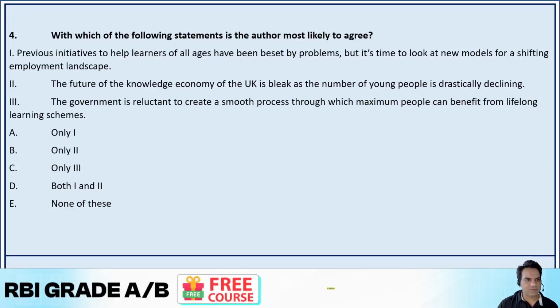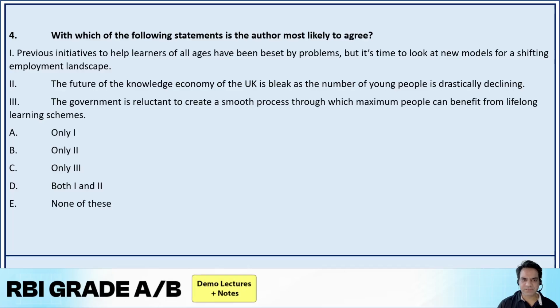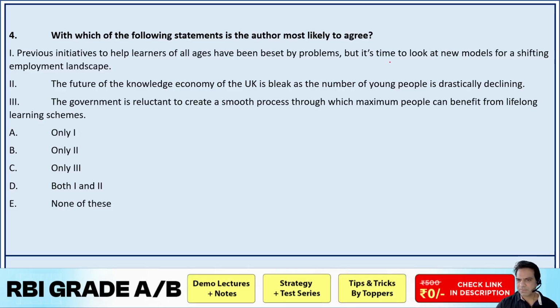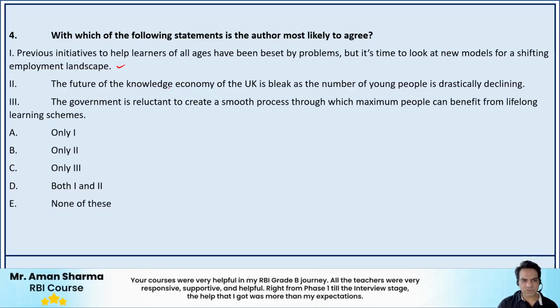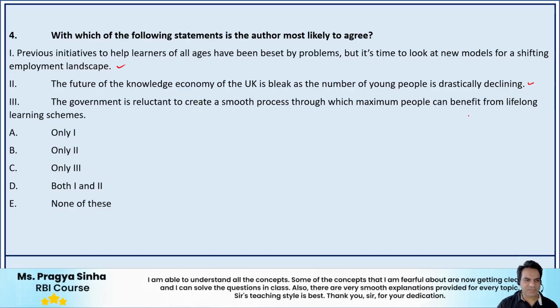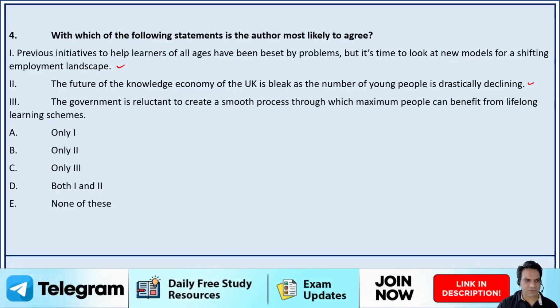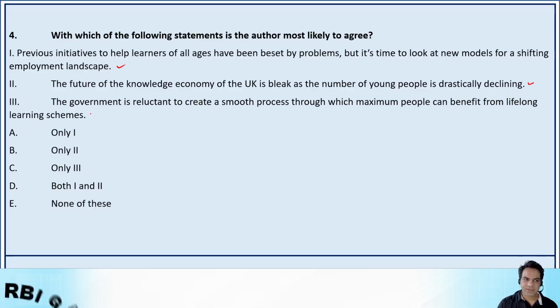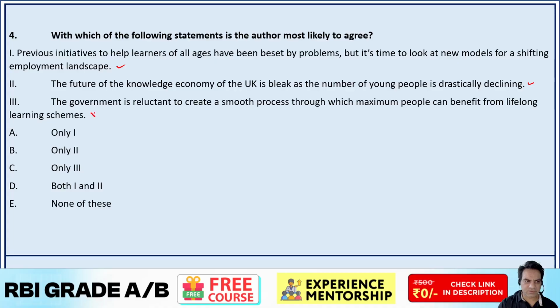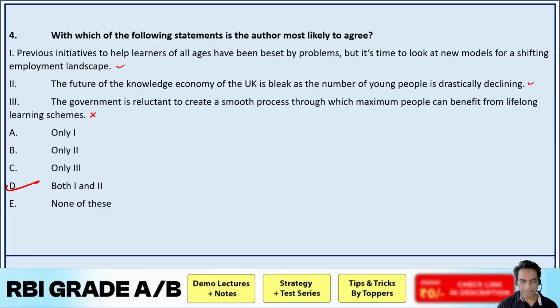Next, with which of the following statements is the author most likely to agree? Previous initiatives to help learners of all ages have been beset by problems, but it's time to look at new models for a shifting employment landscape. Correct. The future of the knowledge economy of the UK is bleak, as the number of young people is drastically declining. That's also true. And the government is reluctant to create a smooth process through which maximum people can benefit from lifelong learning. No, government is not reluctant. They are trying to do it, but they have failed in the past. So this is incorrect. So 1 and 2 were correct. Third is incorrect. So 1 and 2, yes. Option D is your correct answer. Next question, guys.